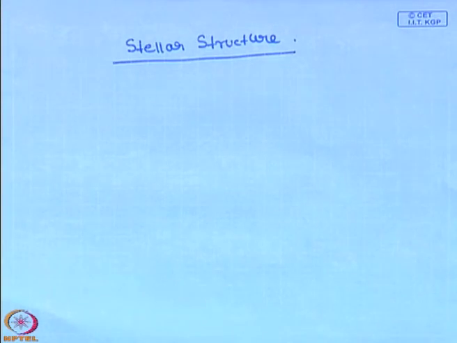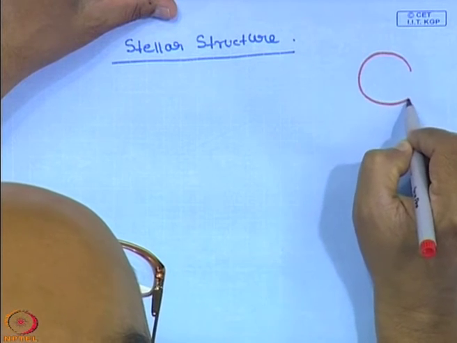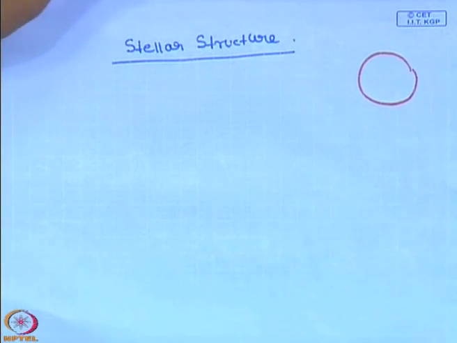So, we already have some idea about this. Now, in today's class, I am going to introduce the basic equations that govern this. So, this is the structure of a star. We think of a star as a ball of gas, a spherical ball of gas. Okay, that is the starting point. So, every star is essentially a self gravitating spherical structure like this.